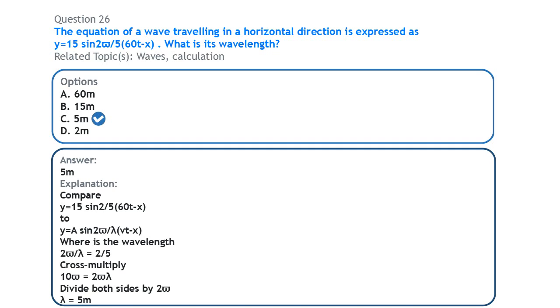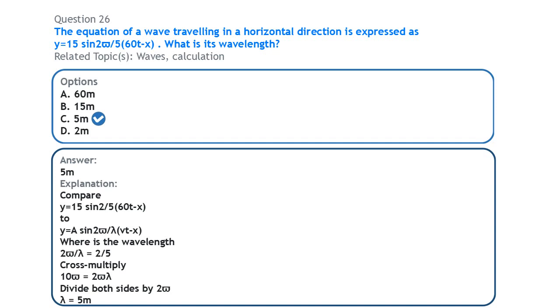Right, to solve a question like this, we are going to compare this given wave equation to the standard wave equation. So this is what we have from the question. But we also have y equal to a sine 2 pi over lambda in bracket vt minus x. So if you relate this now, what we are looking for is this lambda here, this wavelength.